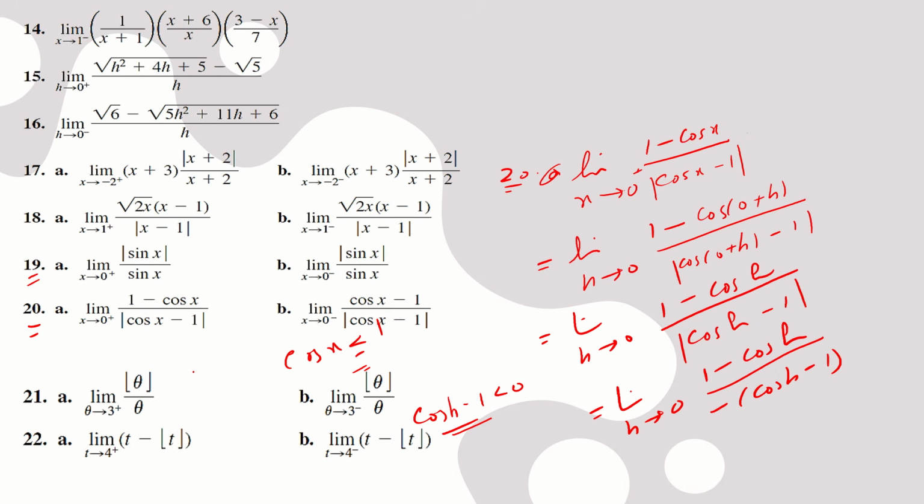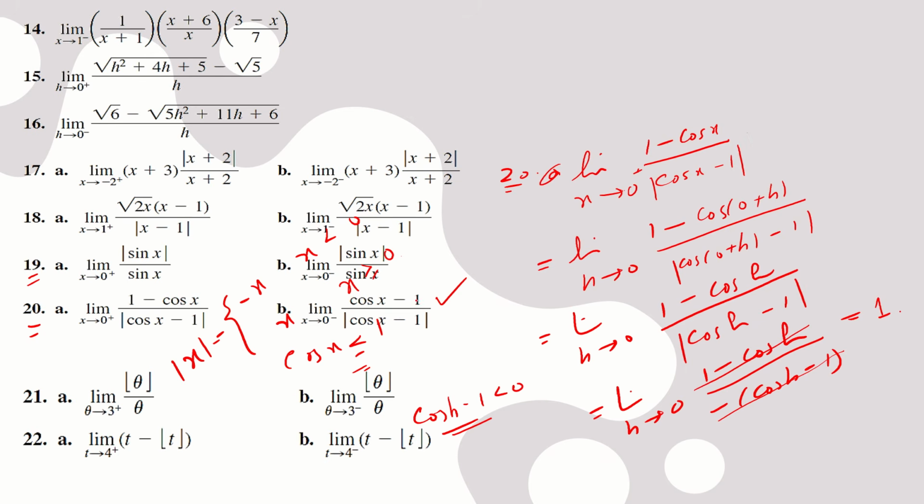I have used the concept of absolute value: that is equal to minus x when x is less than 0, and it is plus x when x is greater than or equal to 0. So here the value of cos h minus 1 will always be less than 0, because cos cannot be greater than 1. So cos h minus 1 will be negative, so we can simply cancel this together. 1 minus cos h, and this is minus cos h minus 1, so in this case the limit will be simply 1.